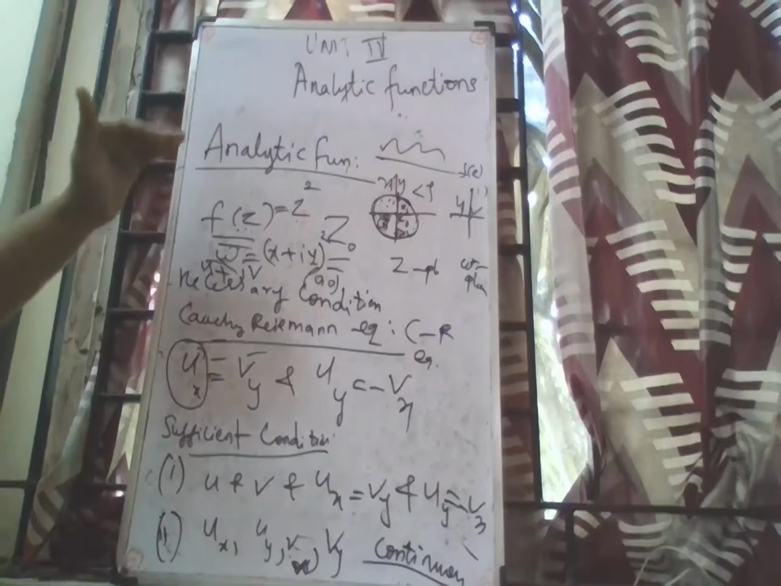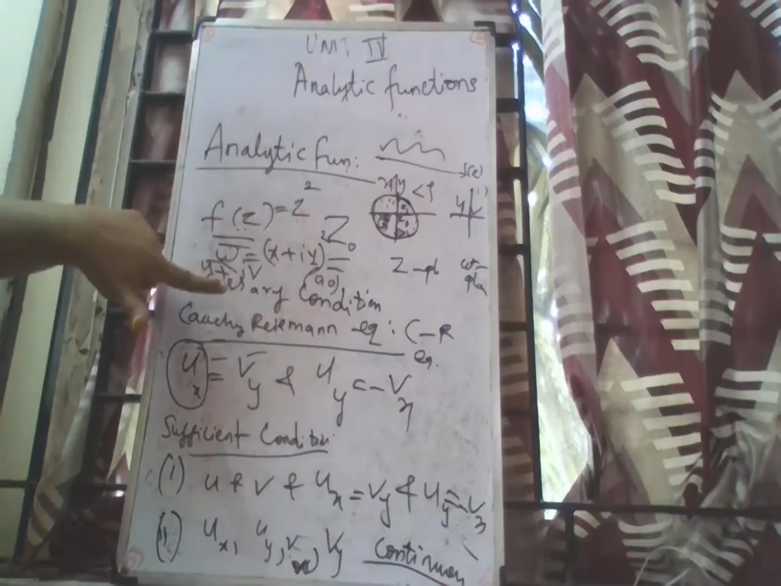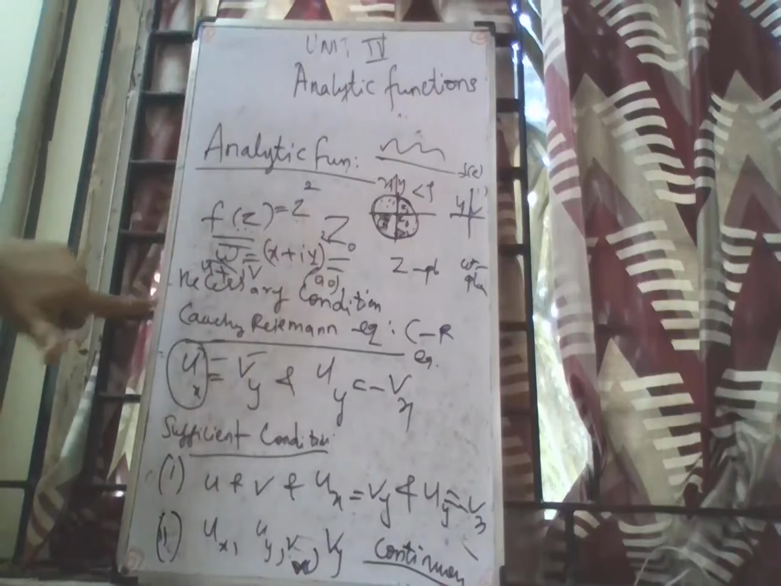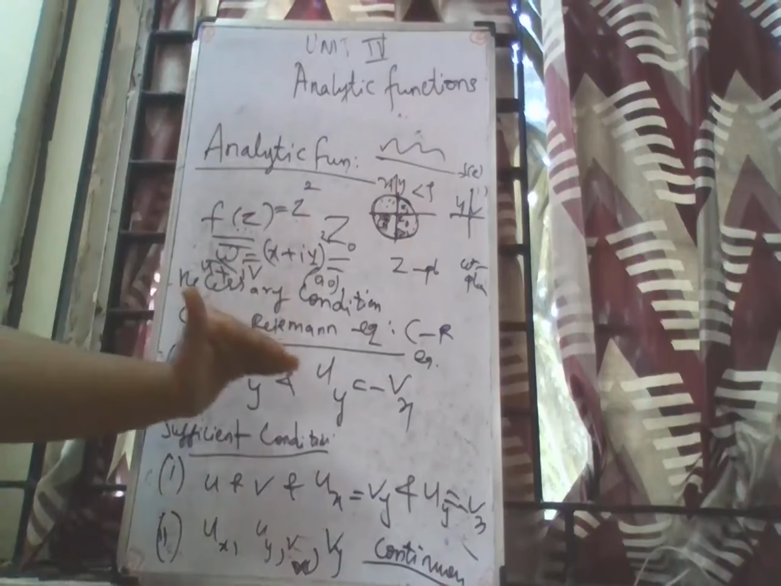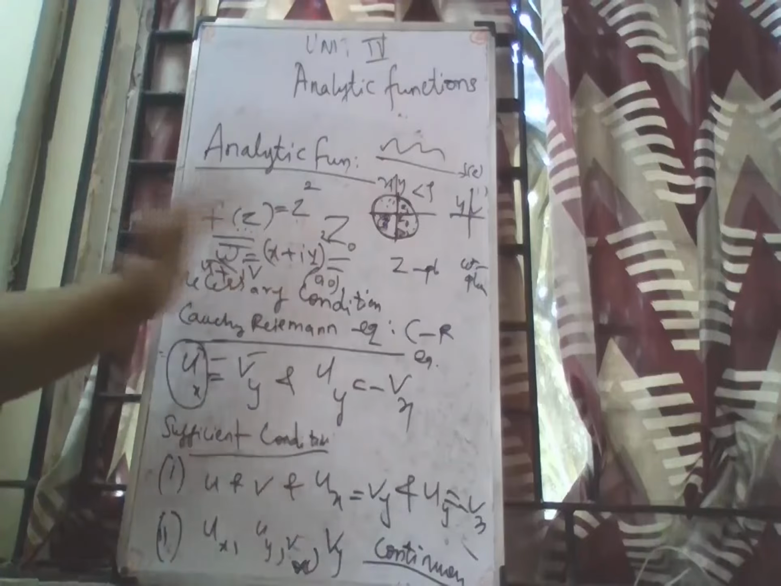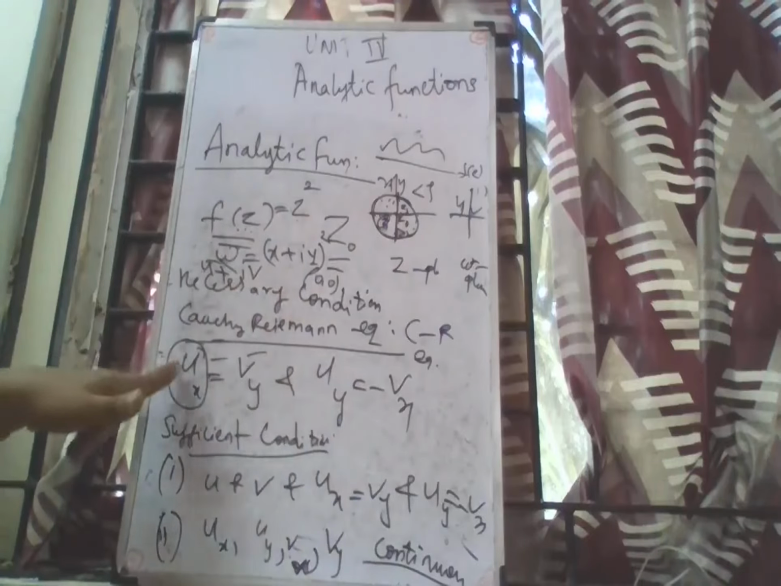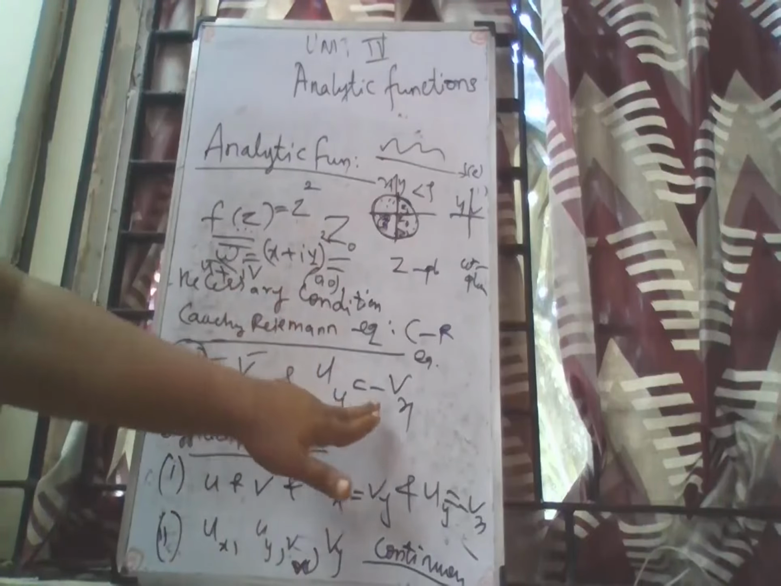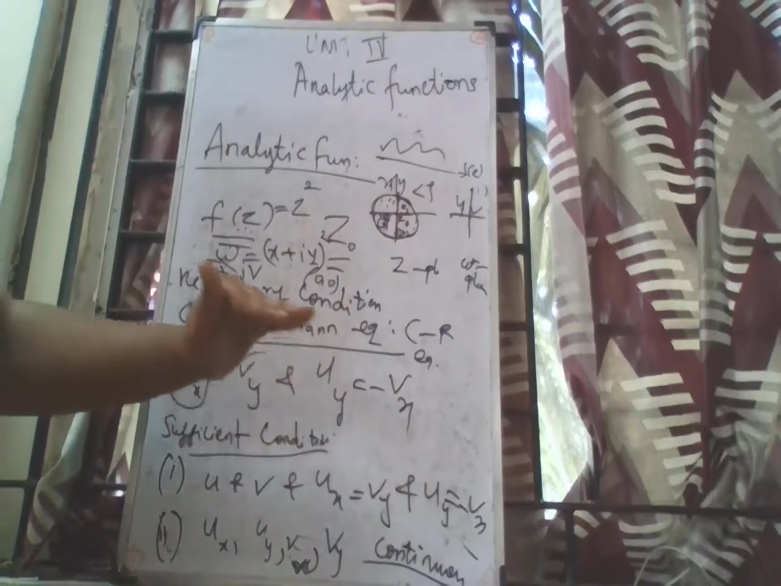So once again, I'm repeating analytic function. Necessary condition, what does it mean? This is the Cauchy-Riemann equation. It should satisfy that. That is going to be our necessary condition, like ux equal to vy and uy equal to minus of vx. It should satisfy this condition.